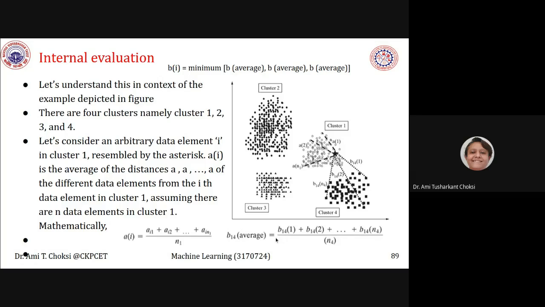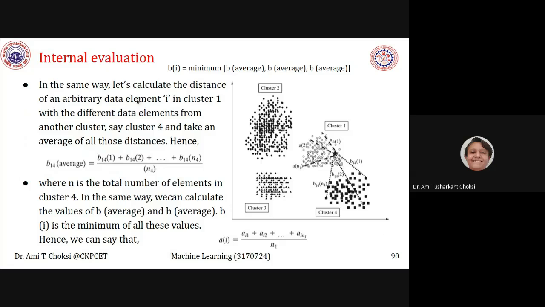What is B? B i is equal to the minimum of the B averages. Here B is considered for cluster 4, and A is considered for cluster 1. Right? You can ask why not cluster 2? You can take it, but the way the figure is presented here, we are considering the distance between cluster 1 and cluster 4.